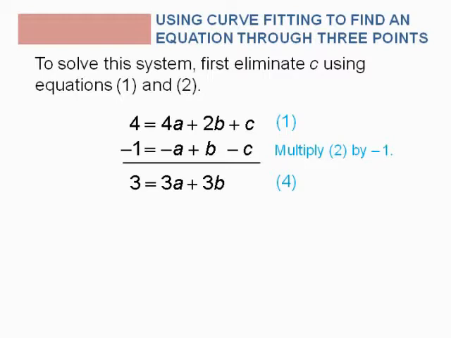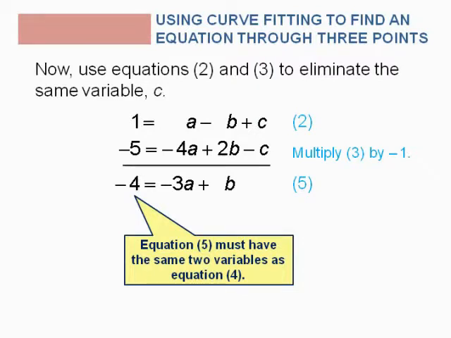To solve this, just like the other 3x3s we've done in the previous video, we're first going to eliminate c by using equations 1 and 2. Notice the c goes right out, since anything plus its opposite is 0, leaving us with 3a plus 3b equals 3. Then we use equations 2 and 3 to eliminate that same variable, multiplying the third equation by -1, which gives us -3a plus b is -4.